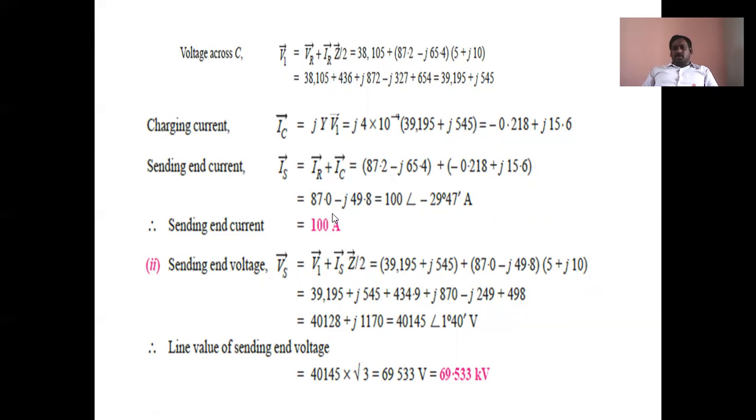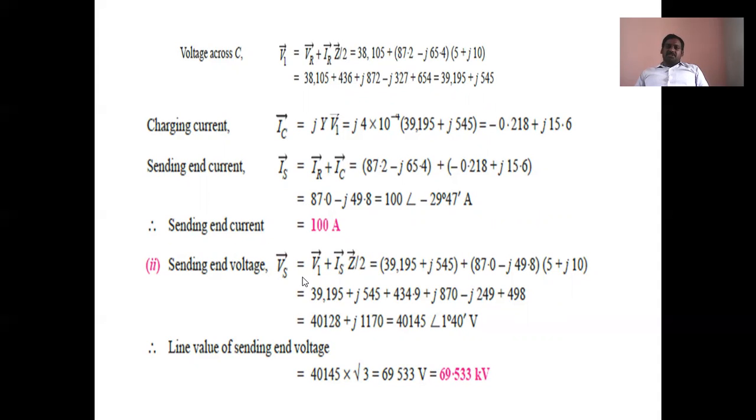This is polar form, this is complex form. Converting, we have to represent the magnitude only, not the vector. That is 100 ampere. And finally, the sending end voltage Vs is equal to V1 plus IS into Z by 2. Left to right, isn't it? By applying the voltage division rule.